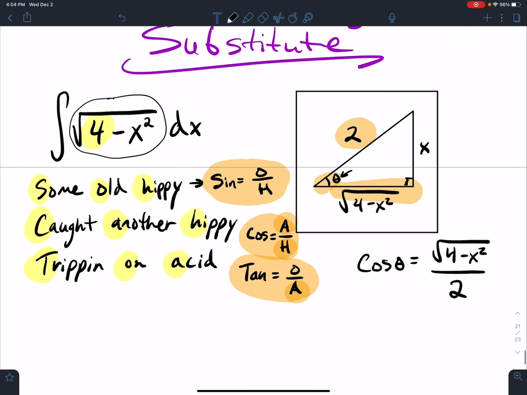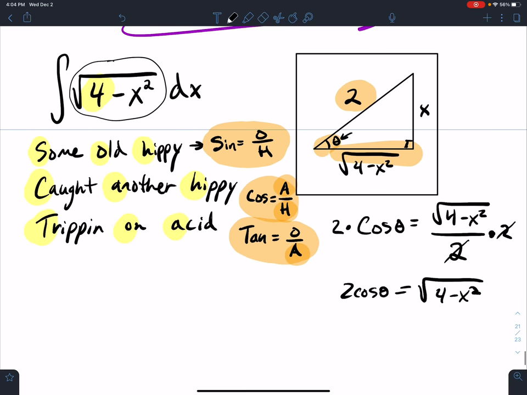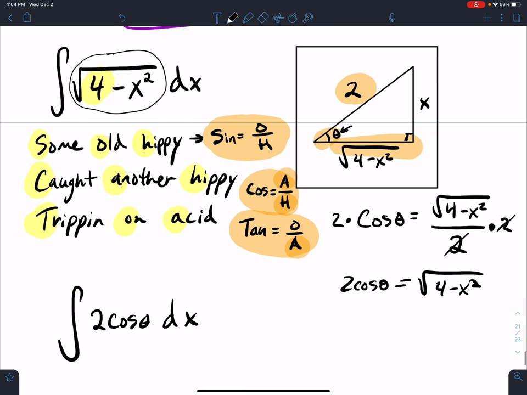Okay? Now I don't have the square root of 4 minus x squared over 2. All I have is this 4 minus x squared square rooted, right? So I'm going to multiply by 2 on both sides, and that's going to cancel. And so now I get that the square root of 4 minus x squared is equal to 2 cosine theta. So I'm going to substitute, replace that with 2 cosine theta dx. Okay, am I done?